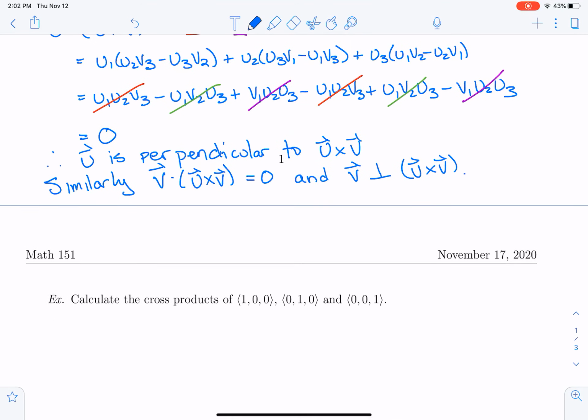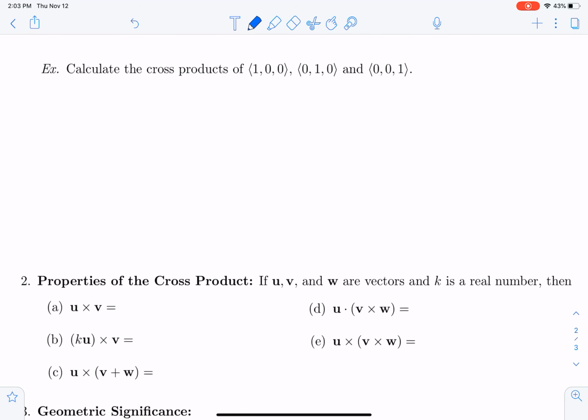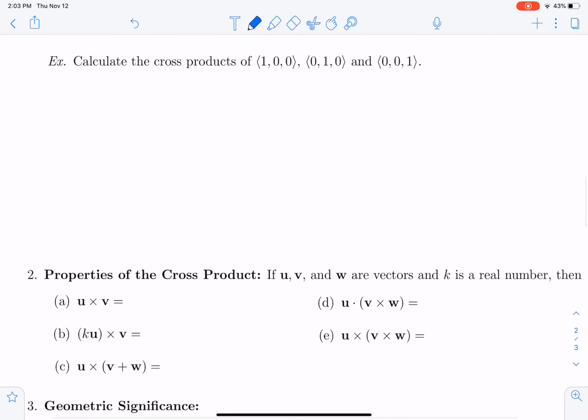Okay, let's calculate the cross products of 1, 0, 0, which is, of course, the i hat vector, 0, 1, 0, which is the j hat vector, and 0, 0, 1, which is the k hat vector. So let's ask ourselves, what is i cross j? Hopefully, you have some intuition into what i cross j is, because we need a third vector that is going to be perpendicular to both 1, 0, 0 and 0, 1, 0.